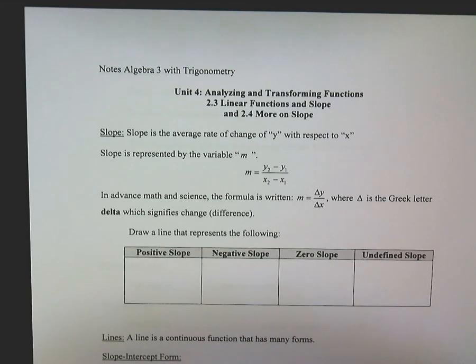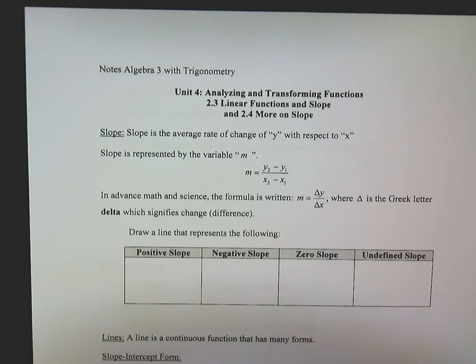These notes are for the end of Unit 4, Analyzing and Transforming Functions for Algebra 3. I'm going to cover two sections in this unit because they're very much related, and this is review of Algebra 1 and Algebra 2, and even some of geometry. So we're doing linear functions and slope, and then more on slope. Slope you've heard so many times, you probably wonder why you have to keep learning it, but it really is a strong foundation for what we use in a lot of math and science courses.